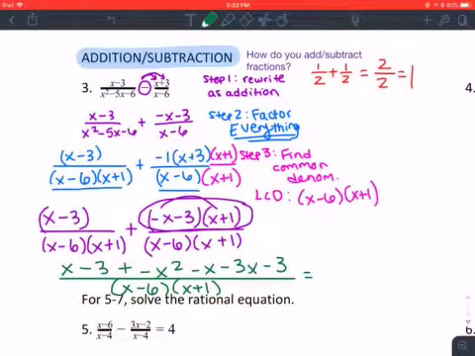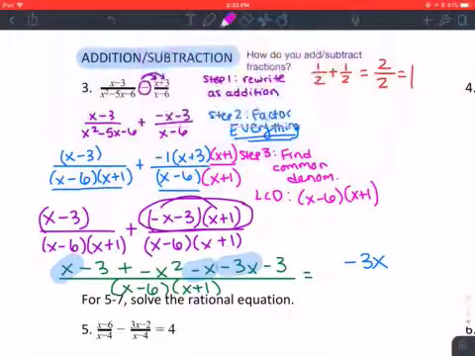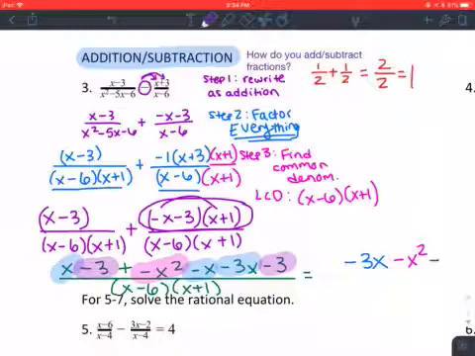Now the only thing left to do, since my parentheses are all gone on my numerator, is to combine like terms. So here I have an x, negative x, so that's 0x, minus 3x, we have a negative 3x. Okay, then I have a negative x squared, and then I have negative 3 and a negative 3, which gives me a negative 6. All right, our denominator is x minus 6 times x plus 1.